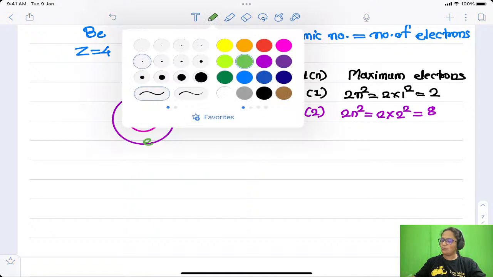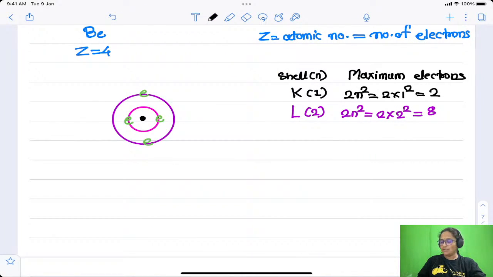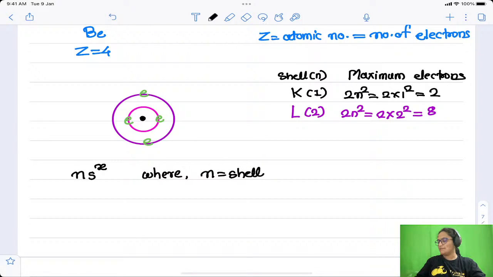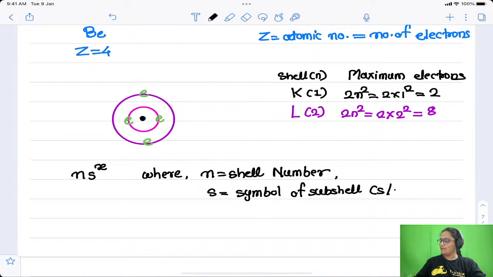Now if you remember, I have told you the electron configuration can be written like this: n, s and x. Where n is the shell number in which that electron is present. Then s is the symbol of the subshell in which that electron is present, that is either s, p, d or f. And then x is nothing but the number of electrons in that particular shell.